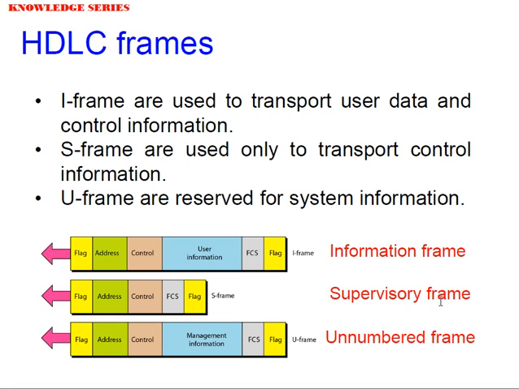One is the information frame, the second is the supervisory frame, and the third is the unnumbered frame, that is the I frame, S frame, and U frame. So under these three frames, this particular data is transmitted. You can see the I frame is basically used to carry the user data.